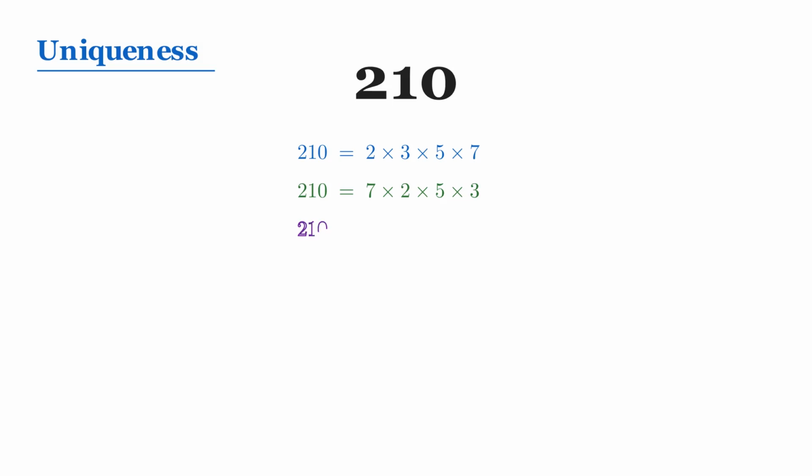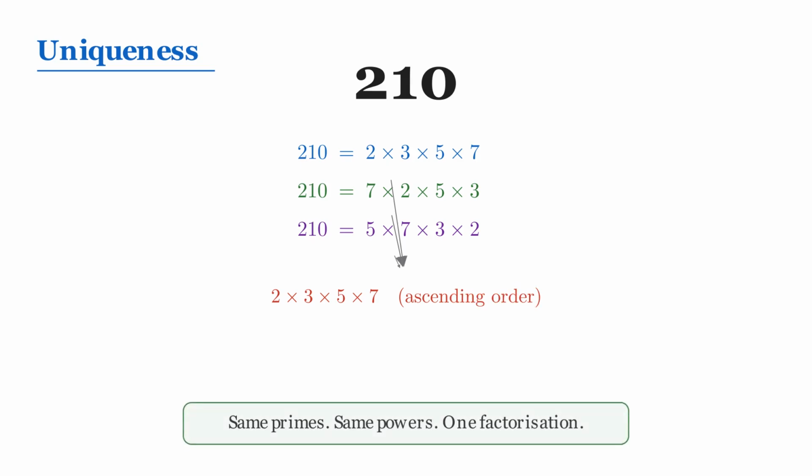Let us see uniqueness in action with the number 210. We can write 210 as 2 times 3 times 5 times 7, or as 7 times 2 times 5 times 3, or as 5 times 7 times 3 times 2. These all look different on the surface, but each uses the primes 2, 3, 5, and 7 exactly once. There is only one factorization into primes up to the order of writing. The fundamental theorem guarantees this for every composite number.